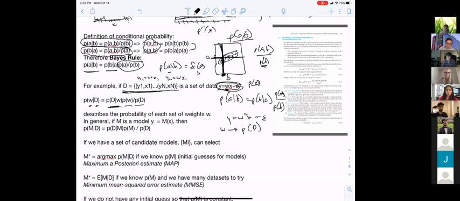And then there's a couple of things. This is saying, what's the probability of each set of weights W, all possible weights. In general, here I was writing it as W, but you could do this over models, right? You could say, I've got a couple of models of the world. One model of the world might be Newtonian mechanics.